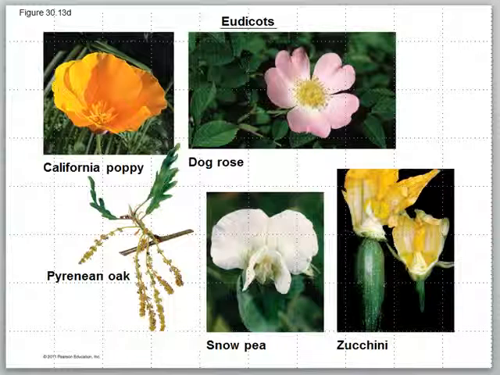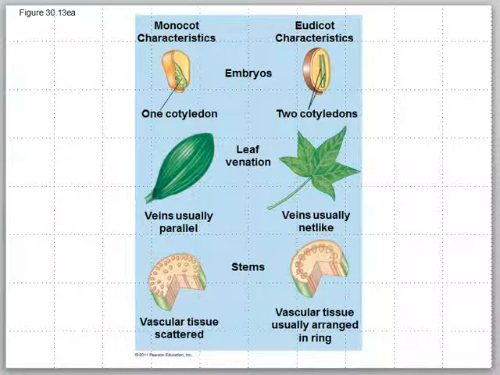And if we wanted to compare the monocots and the eudicots, which in my time we called the dicots, but now it's separated a little bit further, if we compare the two, the embryo of a monocot, mono meaning one, has one cotyledon, and in a dicot, two cotyledons.